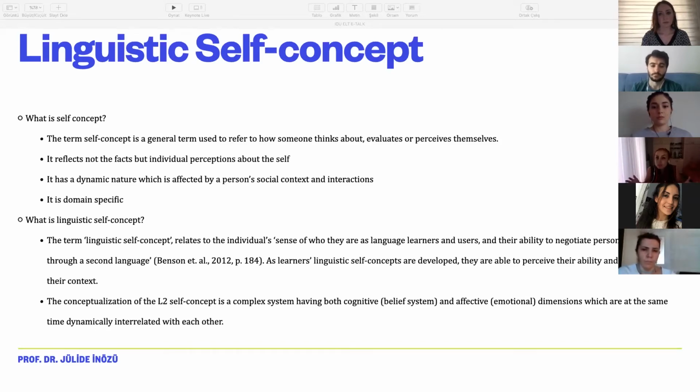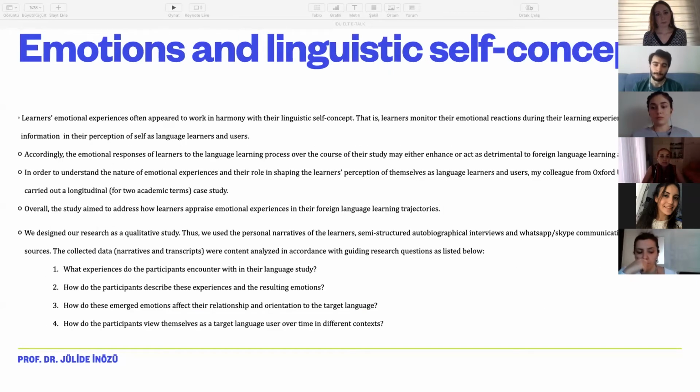Why? Because we are human beings. We are unavoidably affected by our previous experiences. We are social beings. We are affected from the evaluations of our friends, our teachers, our peers, whatever. We have our own views, beliefs. So that's why this idea of L2 self-concept is very much complex. That's why we have to look very closely to the relation between emotions and this term linguistic self-concept.